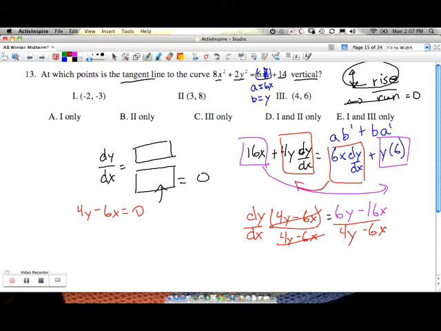Now that I'm here, I can actually answer the question fully. We have all these options here. We got 1, 2, or 3. So for the first one, I'm going to plug in these two numbers, x and y, and see what comes out. So the y is negative 3, so that's 4 times negative 3. The x is negative 2, so that's minus 6 times negative 2. That's going to be equal to 0. That would give us negative 12 plus 12. That's definitely equal to 0. So first one, true. Let's check the next one.